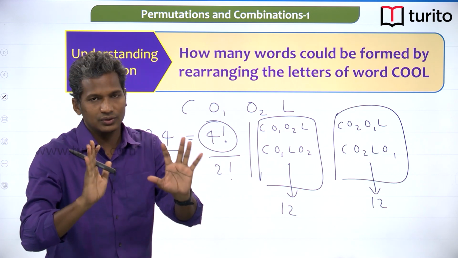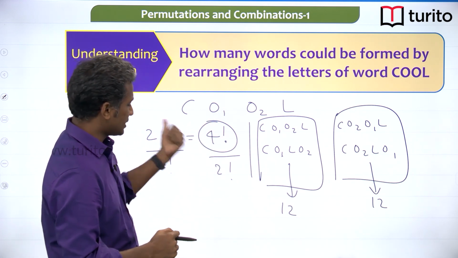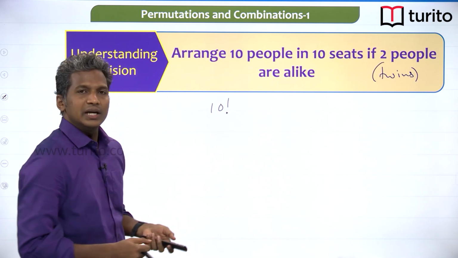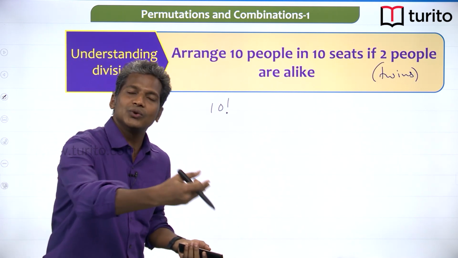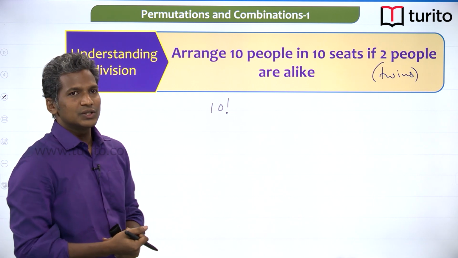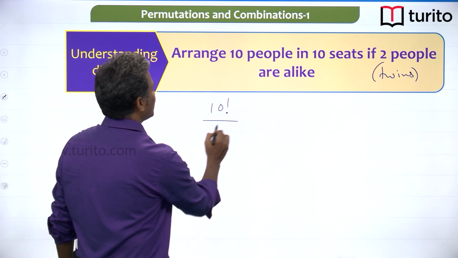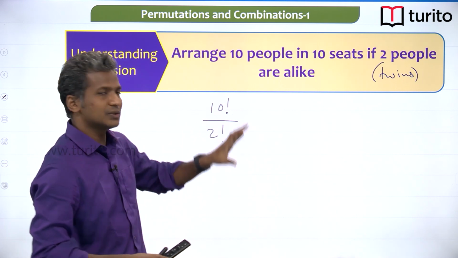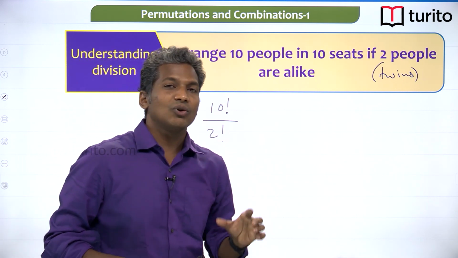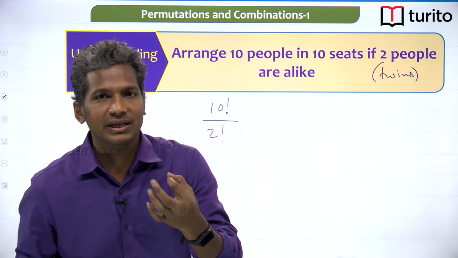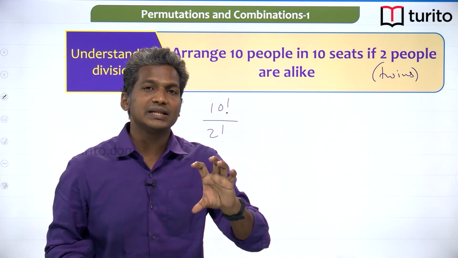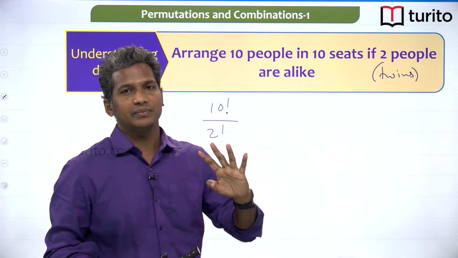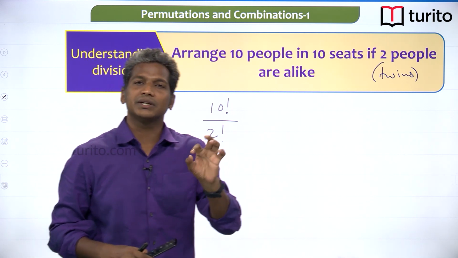I hope you have understood the main logic here. Now, let us go back to the earlier question. Here also twins are just like O1 and O2, right. So, we divide 10 factorial by 2 factorial. I hope you have understood the main logic here. What is the main logic? Symmetry is the main logic. So, whenever there is a symmetry in counting, we divide with the symmetry. That is an important point that you should note.